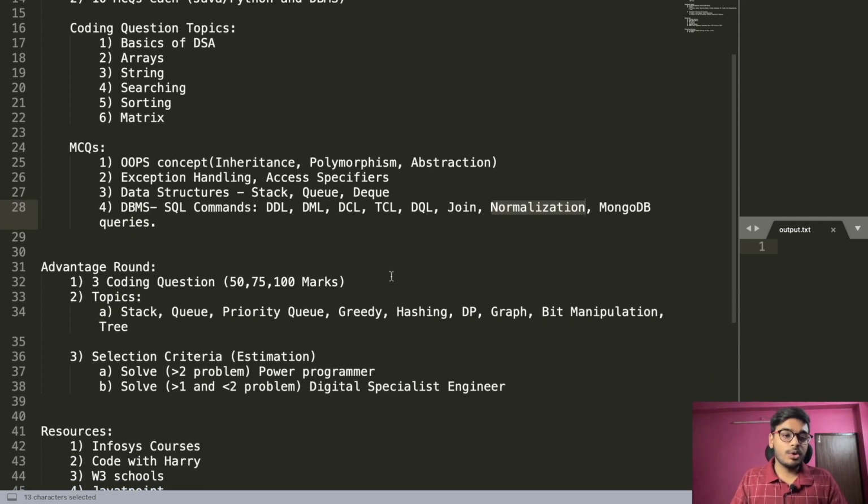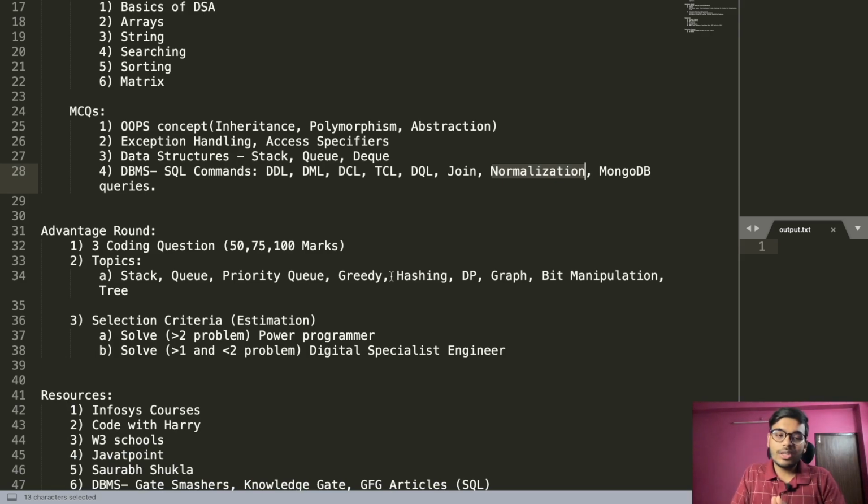So now let's come to the advantage round. In the advantage round there will be 3 coding questions, right? And the first will be of 50 marks, the second of 75 marks, and the third of 100 marks. Last year also this was the marks distribution in the 3 programming questions, right?